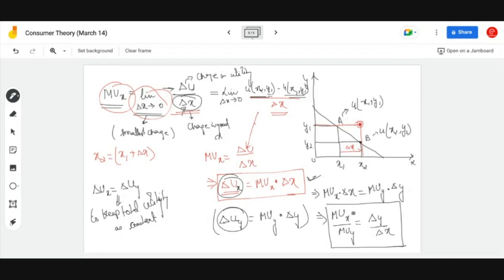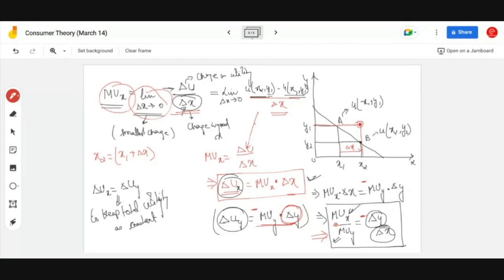From here, we can say MUX upon MUY is equal to delta Y upon delta X. This is nothing but marginal utility of X divided by marginal utility of Y is nothing but delta Y upon delta X, that is change in Y upon change in X. Now, one thing that we will see is that over here, whether this delta Y will be negative or positive. Negative. So we'll write the negative sign.